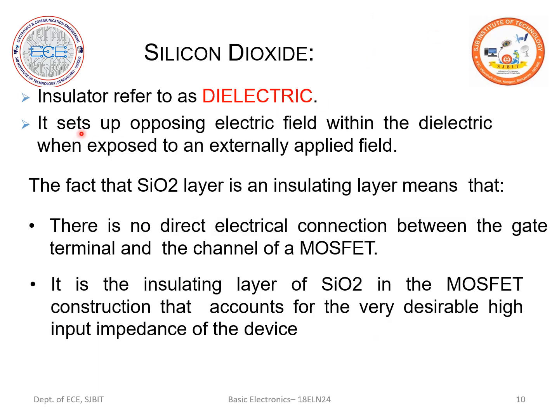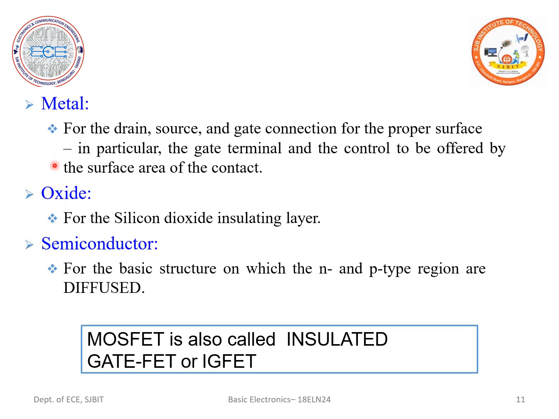Now, insulator refers to a dielectric material. It sets up an opposing electric field within the dielectric when opposed to an externally applied field. The fact that the silicon dioxide layer is an insulating layer means that there is no direct electrical connection between the gate terminal and the channel of a MOSFET. It is the insulating layer of silicon dioxide in the MOSFET construction that accounts for the very desirable high input impedance of the device.